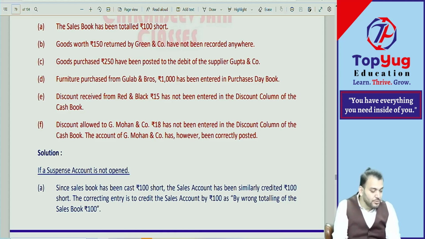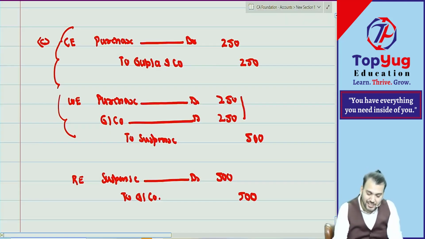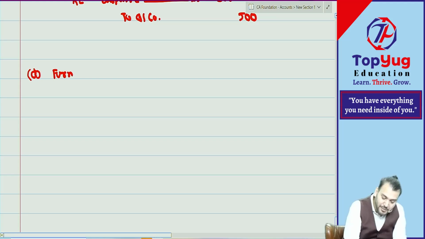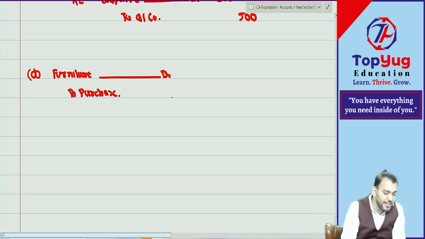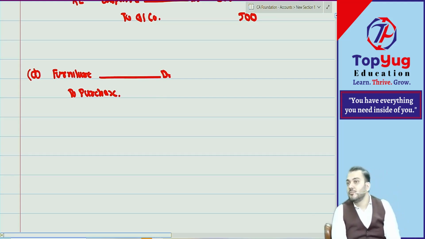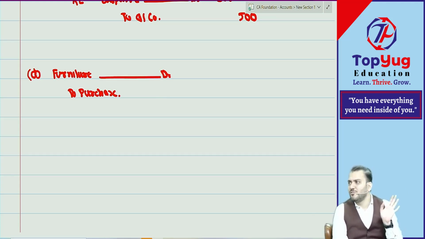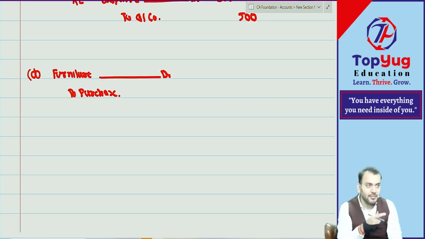Furniture account debit to purchase account. Excellent, this is correct. I think no explanation is required. It's a very simple one I have given. Furniture account debit to purchase account. Anyone require explanation for this? If you don't ask for explanation, I will not give explanation, because how much explanation will I give? Understood this point? Is that fine? Sure? Correct.